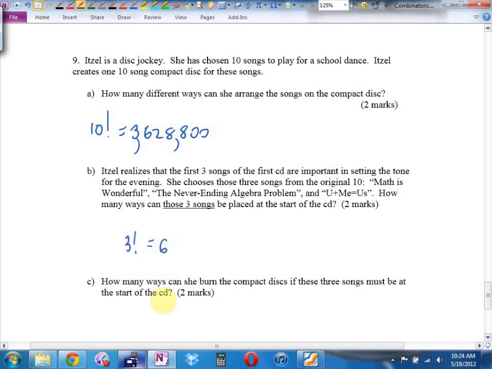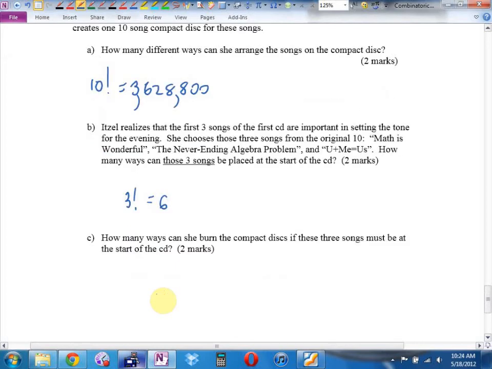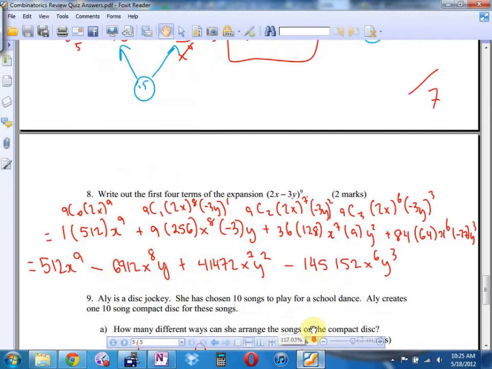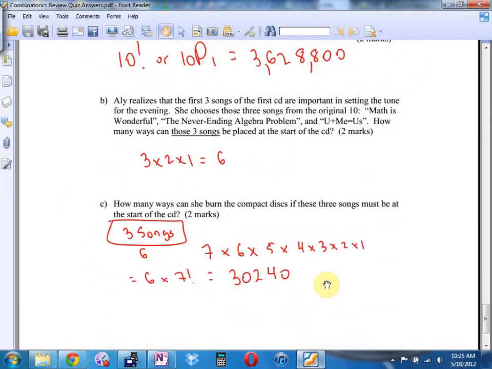Now, those 3 songs have to be at the front of the disc. And there are that many ways to mix them up. How many songs are left on the disc? 7, because 10 take away 3. How many ways are there to mix up those 7 songs? That many ways. What do you get? 30,240.